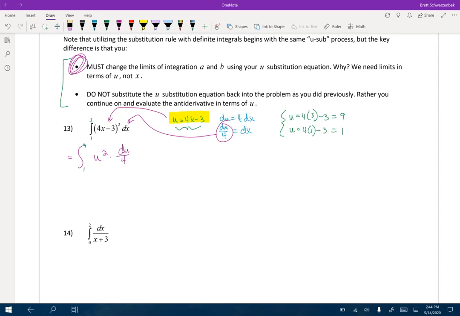By the way, it's just a coincidence that the 1s didn't change. So that is a very key step that students forget. If you forget that, you're done. I'm just going to tell you right now. So note, let's get back to our problem.